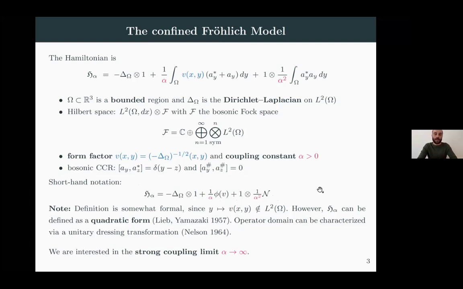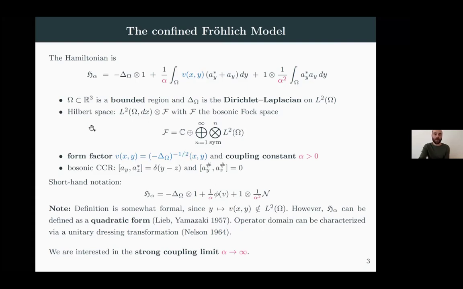And just as a small technical remark, note that this expression is somewhat formal if directly interpreted in terms of an operator. The reason for this is that this form factor is not a function in L2. However, due to a nice commutator trick that goes back to Lieb and Yamazaki, it is defined as a semi-bounded and enclosable quadratic form, which then gives rise to a unique self-adjoint operator. The precise characterization of the operator domain, however, is a bit more tricky, and this would require a more careful analysis.